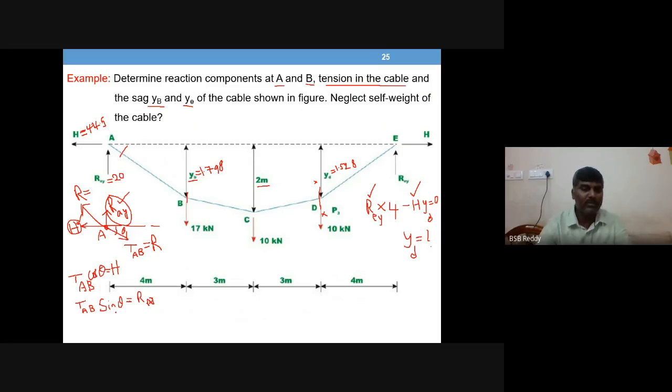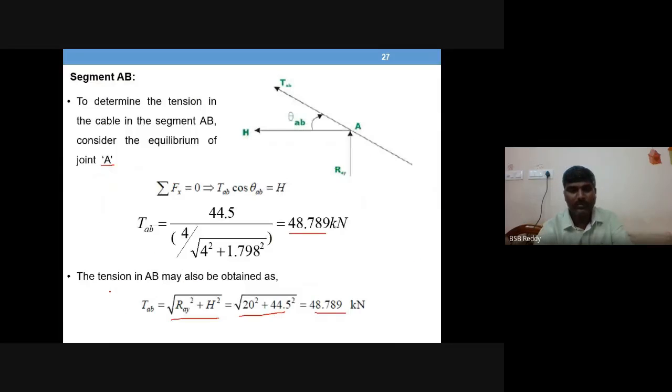Right. So from these two, you can find what is TAB and what is theta. So TAB and theta can be found from these two. But that is done here. Okay. So this is what is shown here, right? Either you can do that procedure, the equilibrium of A, or you can use the force system concept that you studied in engineering mechanics. Okay, so that's how you solve one unknown.